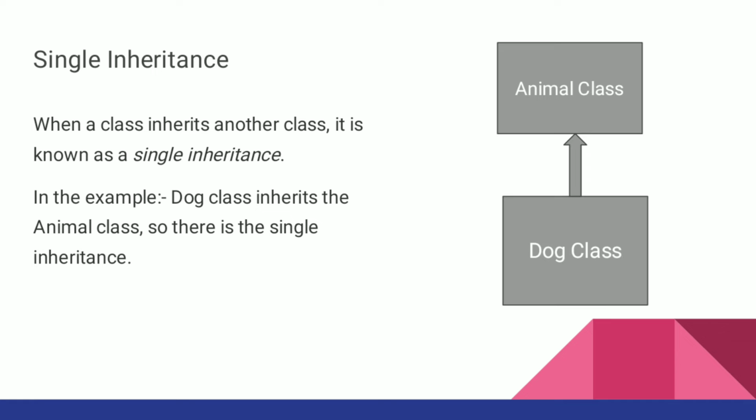First is single inheritance. When a class inherits another class, it is known as single inheritance. For example, the animal class and the dog class. In the example, the dog class inherits the animal class. So there is a single inheritance.